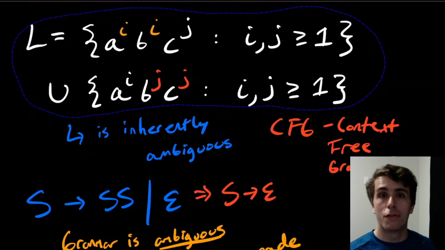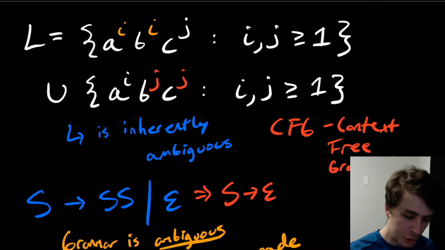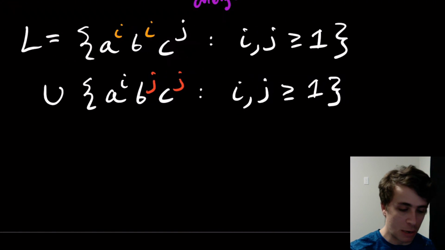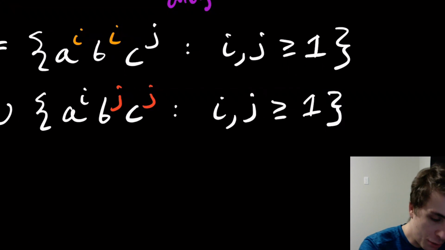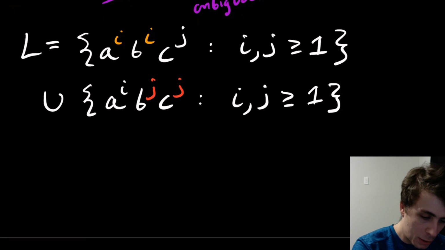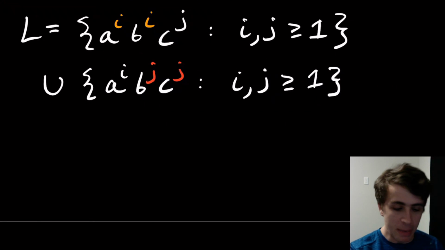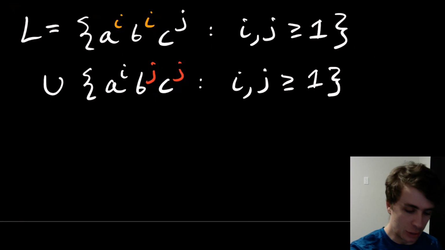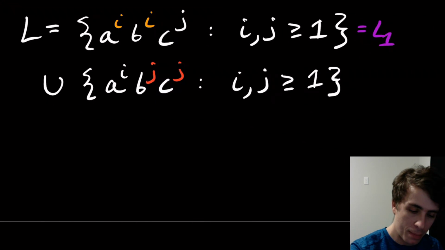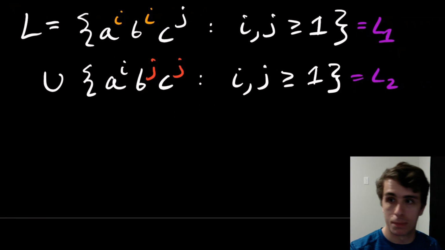Okay, so first I want to convince you that this language in fact is context-free. In order to do that, I need to show you a context-free grammar for it. And that shouldn't be too hard. So how do we actually do that? The way to do this is to make a grammar for each of the two pieces and use closure under union for context-free languages. Let's call the first one L1 and the second piece L2.